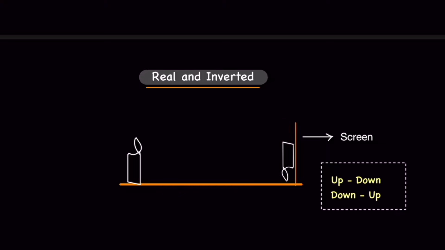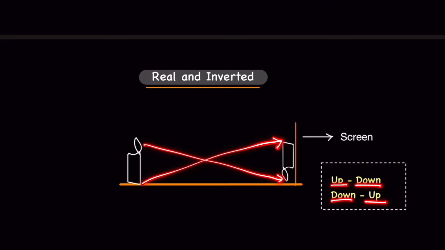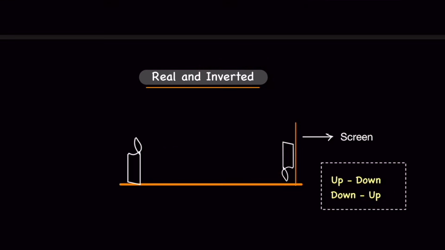So they are reversed here. Head becomes tail and tail becomes head. So up becomes down and down becomes up. So this is an example of inverted. And real image is always inverted. Virtual always erect, real always inverted.